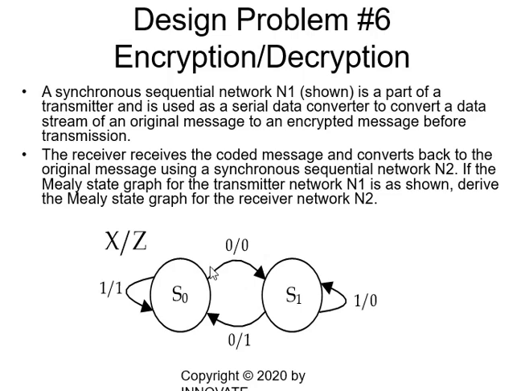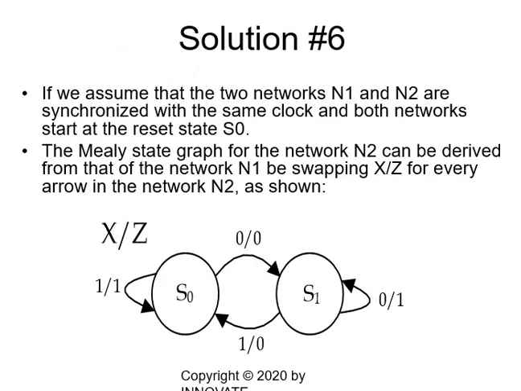So to get the decryption network, what I will do is flip. I will exchange X with Z. Okay? So we'll do the inverse. For every X there is a Z, and for every Z there is an X. So we'll swap. 0, 0 will remain 0, 0. 1, 0 will become 0, 1. 0, 1 becomes 1, 0. And 1, 1 will remain 1, 1. So the solution for the decryptor is network N2 as shown.